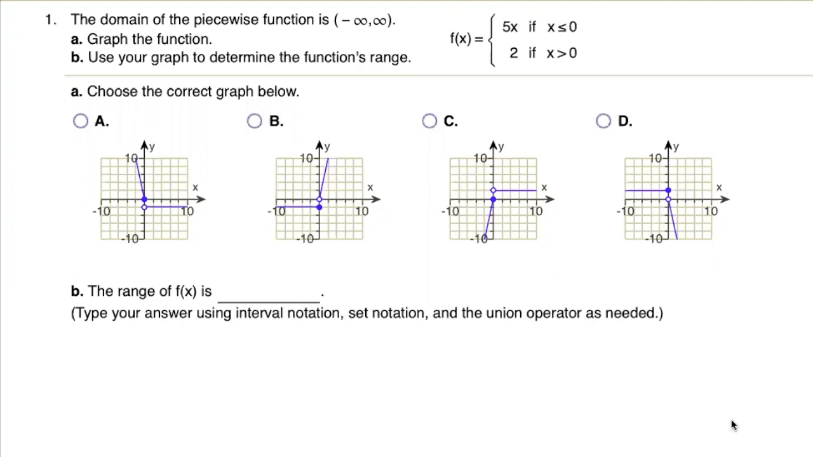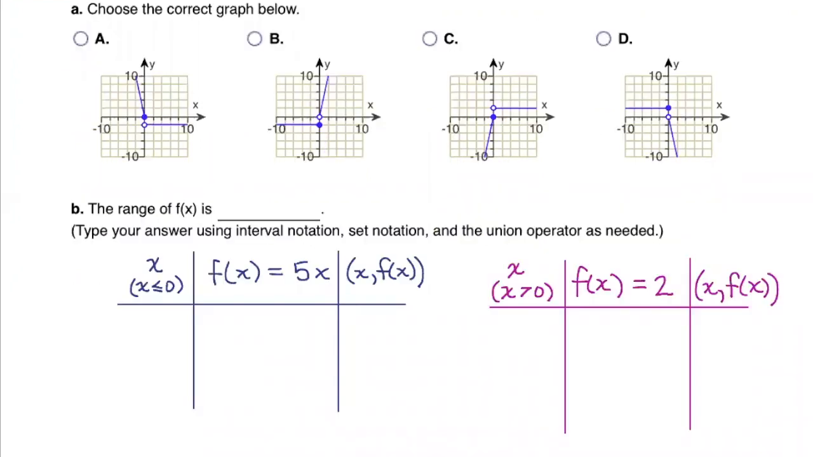We're told that the domain for this piecewise function is everything. We're asked to graph the function and then use the graph to determine the function's range. Okay, here's my piecewise function, and just like you have seen earlier in this video, the thing you want to do is set up some tables of values. You can see I've set up two tables again, one for each branch of the piecewise function.